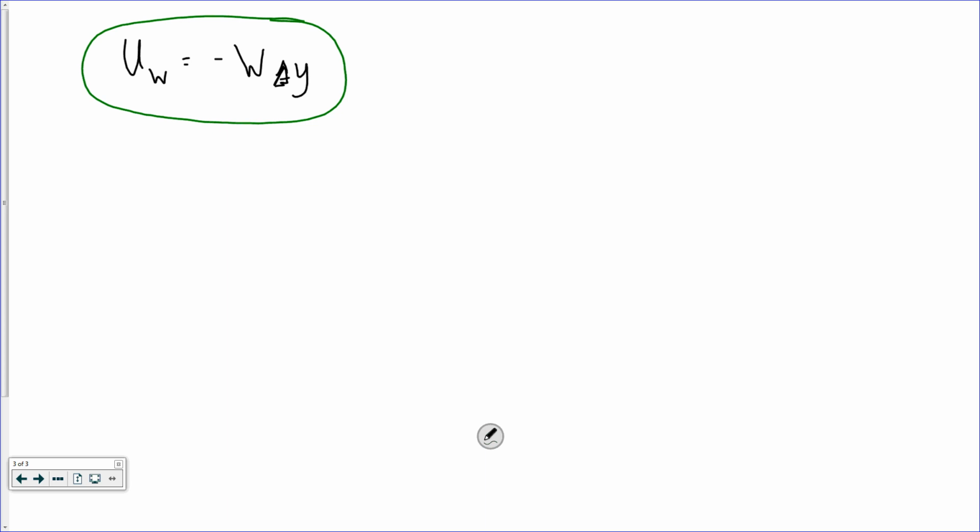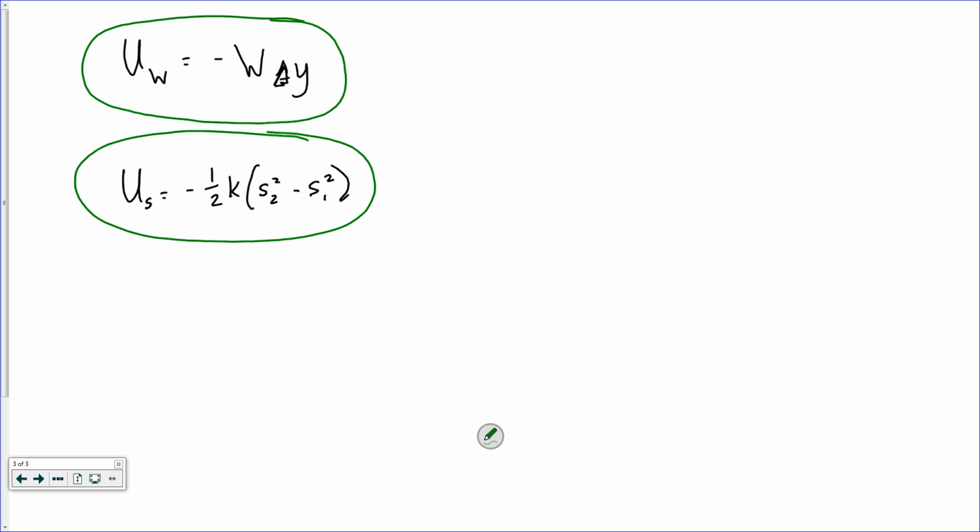The other equation that we want to remember is the work done by a spring is equal to negative 1/2 K times the quantity S2 squared minus S1 squared. Now this is important to understand what each of these terms really means. Now in the work done by the weight, this W here is the actual weight of the object.